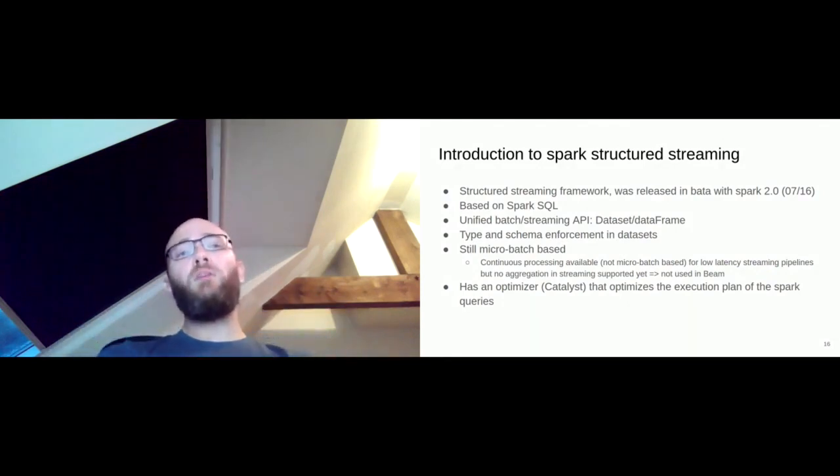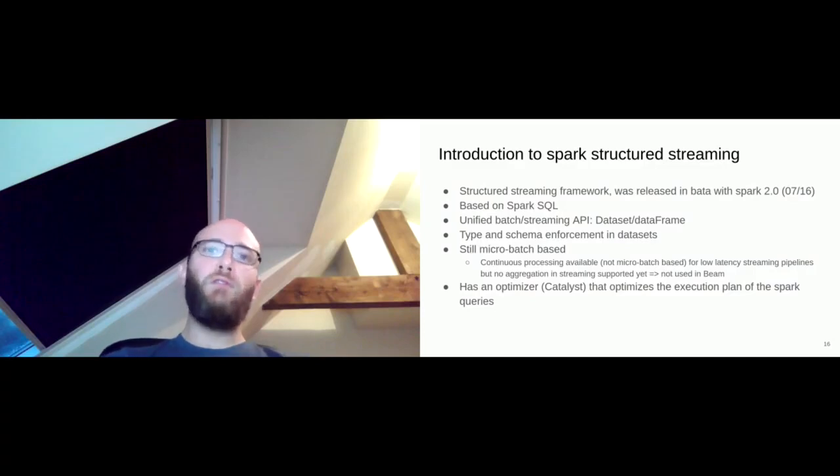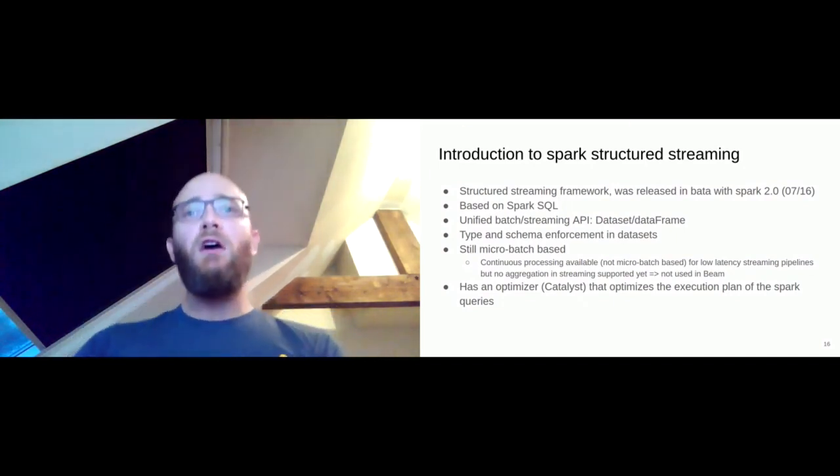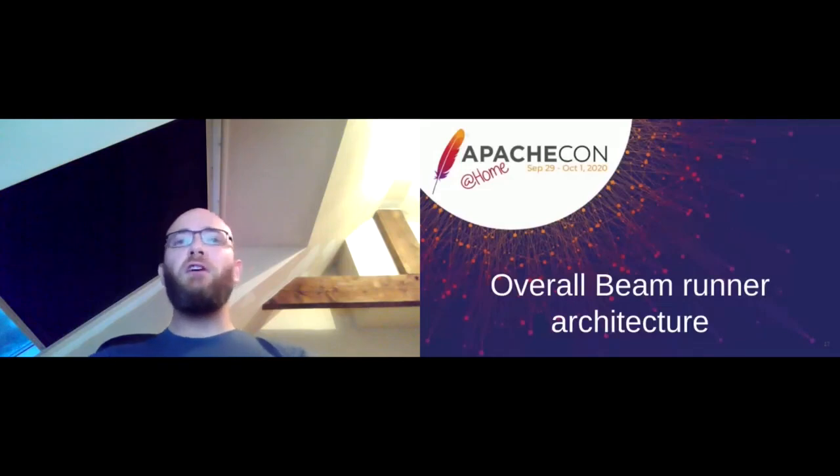It also has an optimizer that is called Catalyst, that is very similar to a SQL optimizer. Its job is to optimize the execution plan of the Spark queries. So that will be all for the Spark introduction. I will dig into the subject of the Beam runner itself.